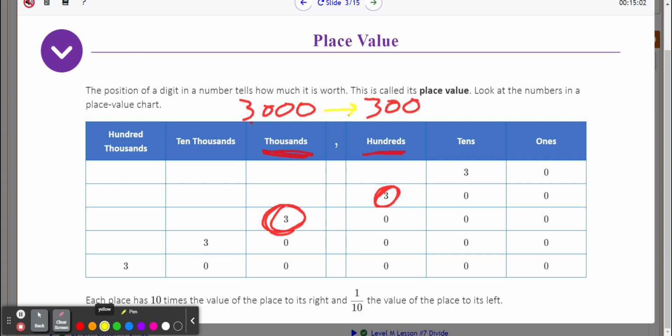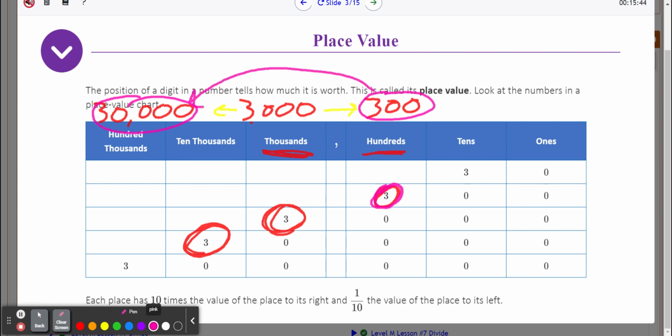Just like if we went another spot to the left over here, we see this 3 here. Again, it's still the digit 3, but this value is now 30,000. And since it's one spot to the left, 30,000 is 10 times greater than 3,000. Or let's go all the way back to our hundreds again, our 300 here and our 30,000 here. Since this 30,000 is 2 spots to the left of the hundreds, its value is 100 times greater. So every time you move one spot to the left, you're increasing by 10. It is 10 times greater than the spot to the right.